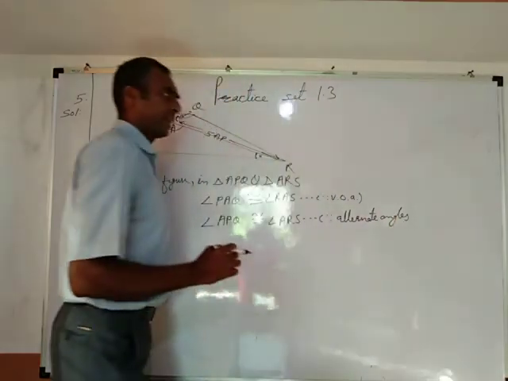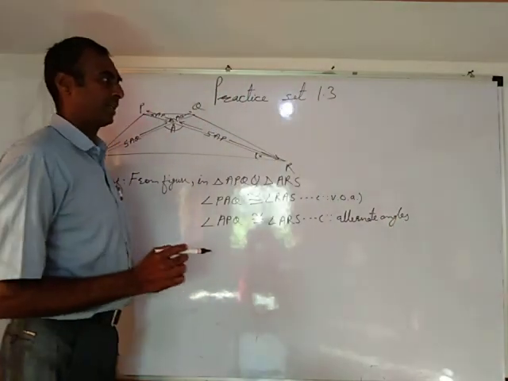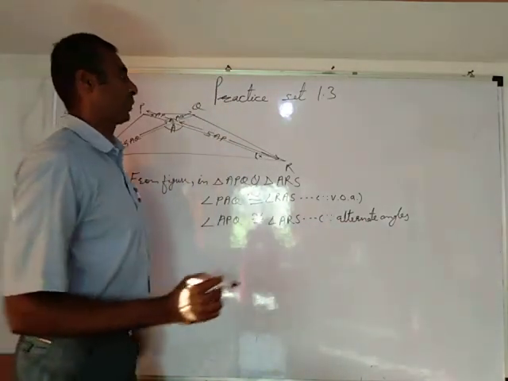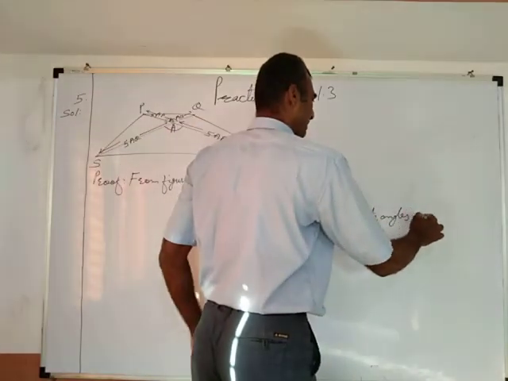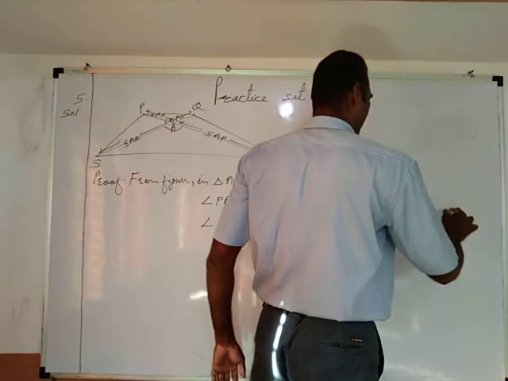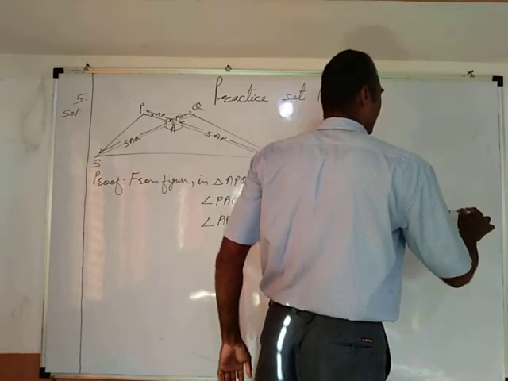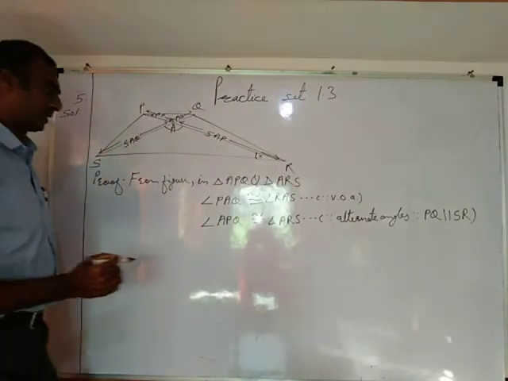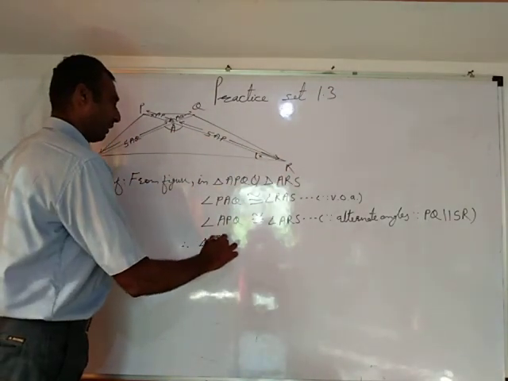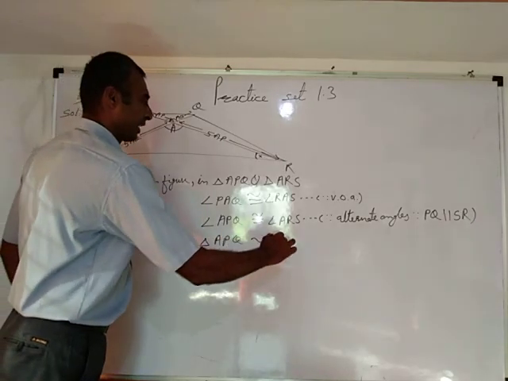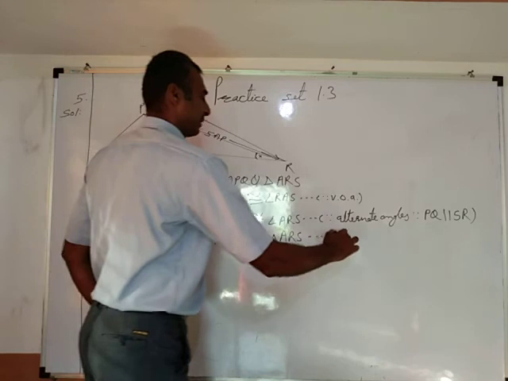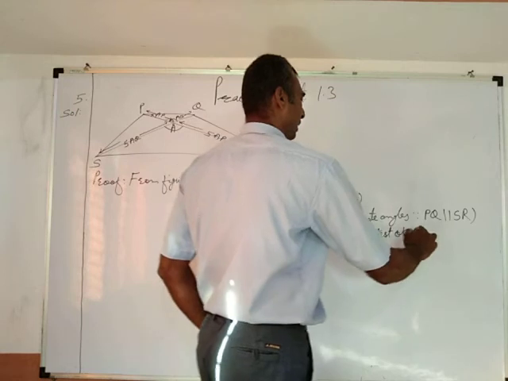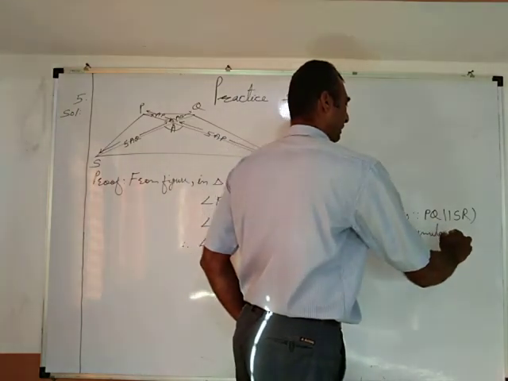and we know that alternate angles are not always congruent. They are congruent if and only if the lines are parallel and they have a transversal. That's why, once again, reason for a reason: since PQ is parallel to SR and PR is a transversal. Therefore, triangle APQ is similar to triangle ARS by AA test of similarity.